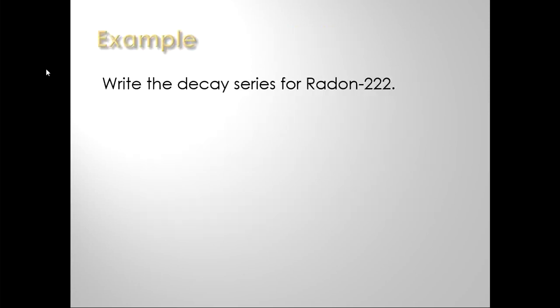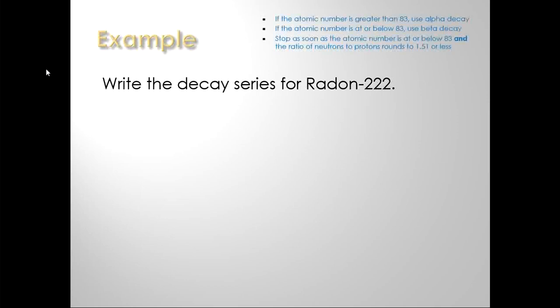Write the decay series for radon 222. Again, keep these steps in mind. I have it in the top right corner of your screen. So these are basically the nuclear equations that we went over in the previous video. We're going to start with radon 222. Look on the periodic table for the atomic number, and we have atomic number 86.